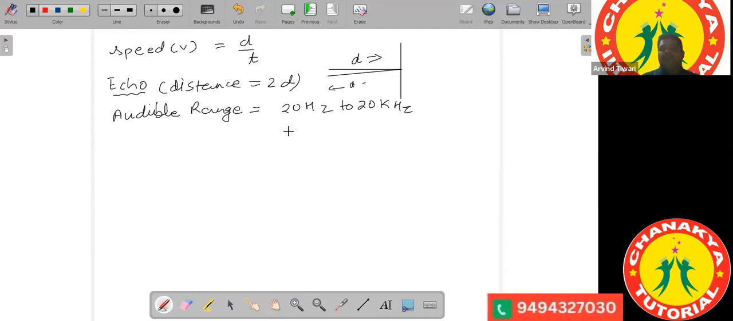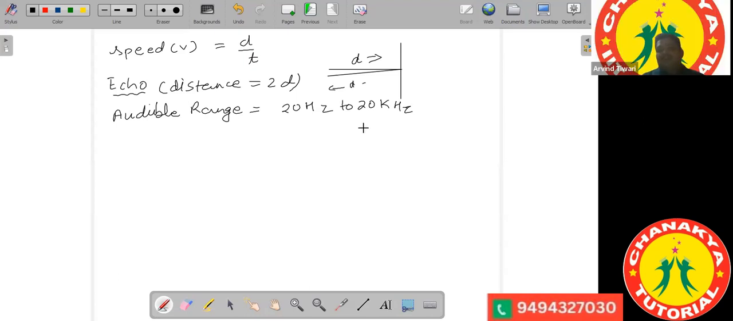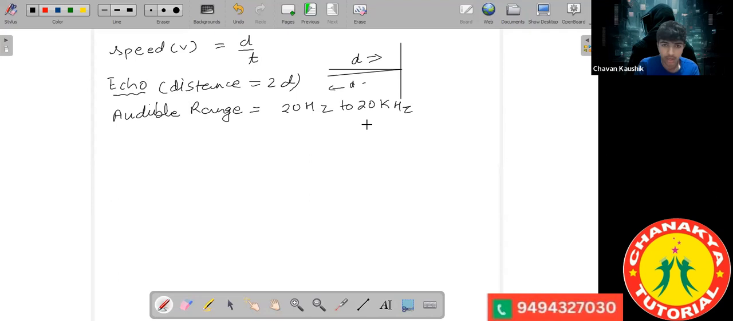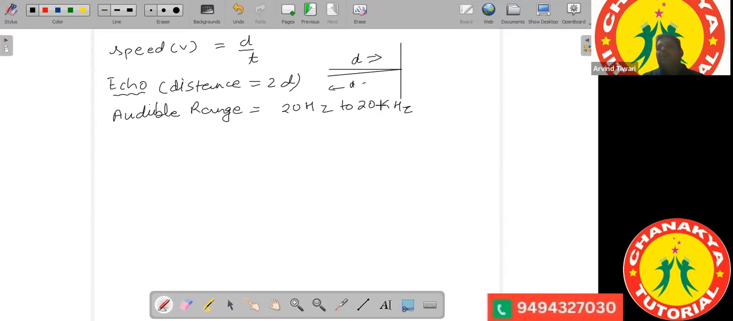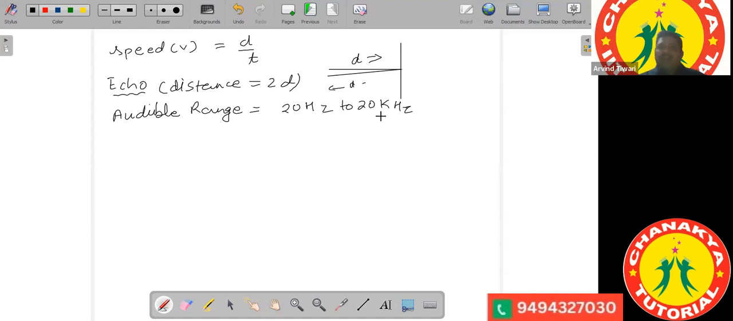The frequency less than 20 hertz is called infrasonic. The frequency greater than 20,000 hertz is called ultrasonic. Sir, 1 kilohertz is like 2 hertz, right? No, 1 kilo means 1,000. So 1,000 hertz is 1 kilohertz, and 20 kilohertz is 20,000 hertz. Okay. So we can hear from 20 hertz to 20,000 hertz. Other frequencies we cannot hear.